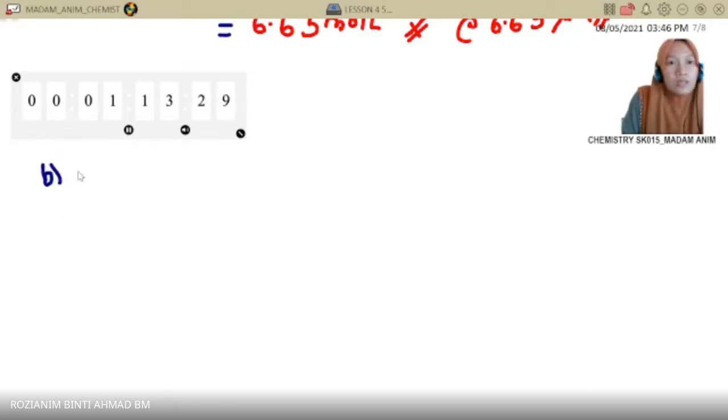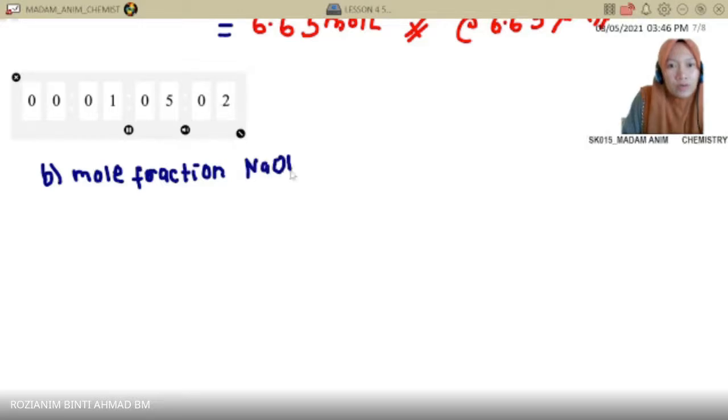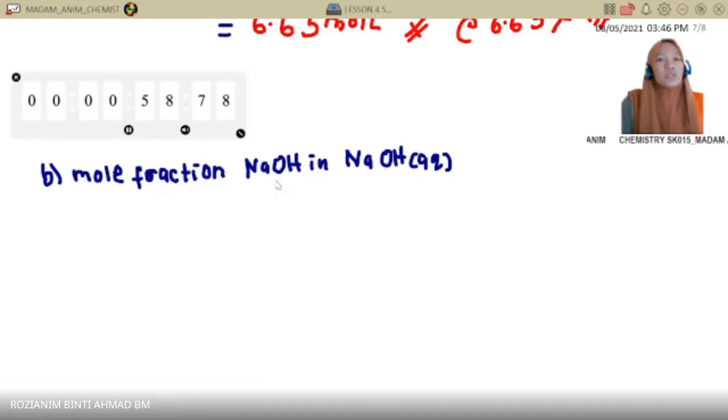Okay, so this is mole fraction belong to what? I want the mole fraction of the main component. So that means the main component, the mole fraction of sodium hydroxide in sodium hydroxide solution. I want only one mole fraction, not the mole fraction of water. I want the mole fraction of solute. And then for the P, percentage by mass. So this is simple.